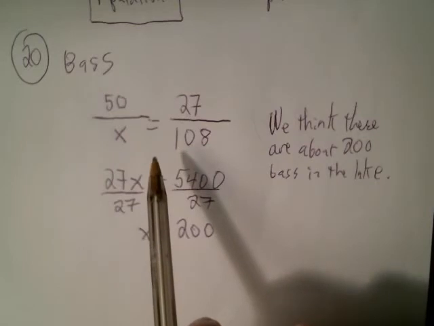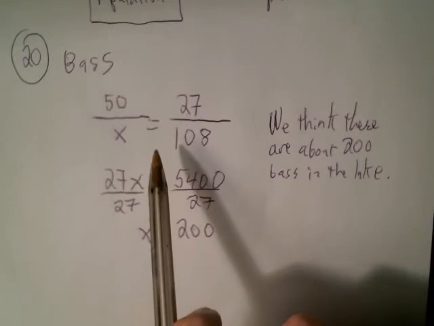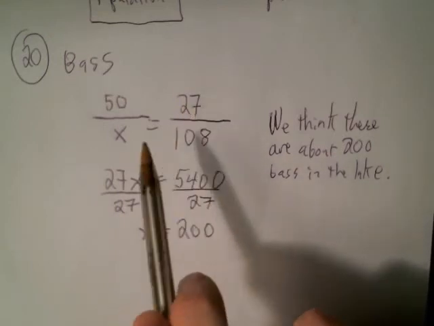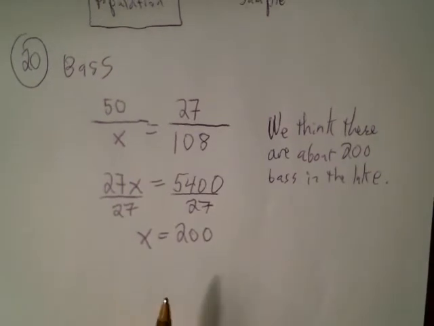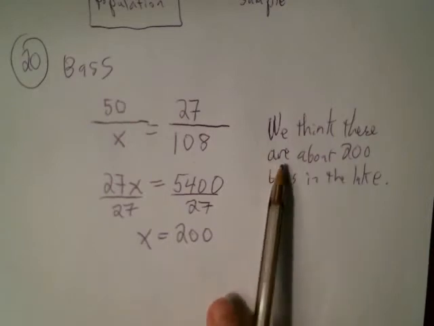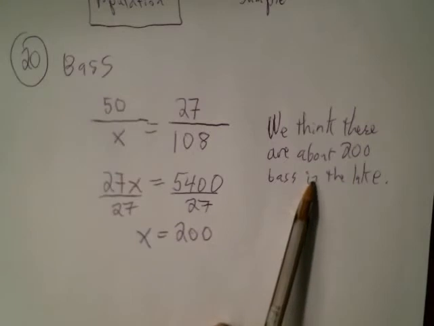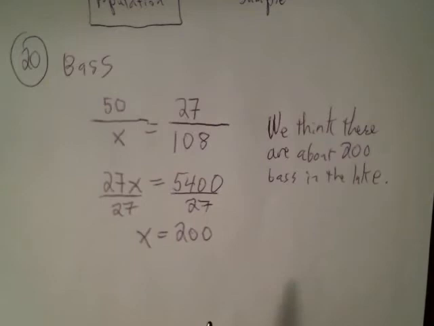It might not be representative of the true proportion, the true ratio of tagged fish to fish. Okay? And you have to watch out for that. So my answer, long story short, I didn't say there were exactly 200 fish in the lake. I cautioned the reader and said, we think there's about 200 bass in the lake based on our estimate. Okay?